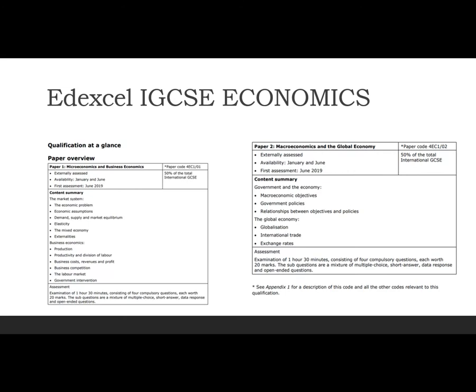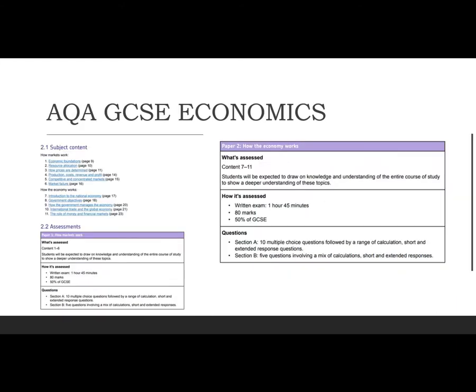They're 90 minutes each, so 1.5 hours, and you can have a mix of multiple choice questions, short answer, and data response. Now, the next exam board is AQA, and again, two papers, and paper 1 is purely microeconomics, paper 2 macroeconomics, so 50% weighting each. Here you actually have a bit more time, you have 1 hour and 45 minutes, however, roughly the same layout: multiple choice questions, as well as a mix of calculations, short and extended responses.